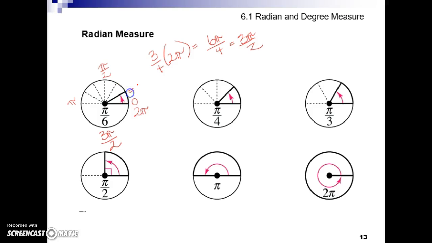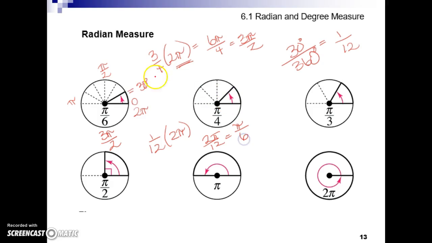So equivalent to 30 degrees. And we could say 30 degrees is what part of 360 degrees, and we can use that to multiply by our full revolution radians. So this is 1/12. So we're going to take 1/12 of 2 pi. That's 2 pi over 12, or pi over 6. And we do that all the way around our circle. This is equivalent to 45 degrees. This is equivalent to 60 degrees. Here's equivalent to 90, 180, and 360.